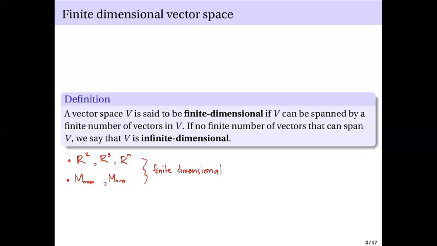On the other hand, recall the space of functions that are defined on the interval negative infinity to plus infinity. So this is infinite dimensional. And also coming from this space, a subspace of this capital F, we have defined another finite dimensional space, the space of polynomials of degree at most n. So this is denoted like this. This guy here is finite dimensional.